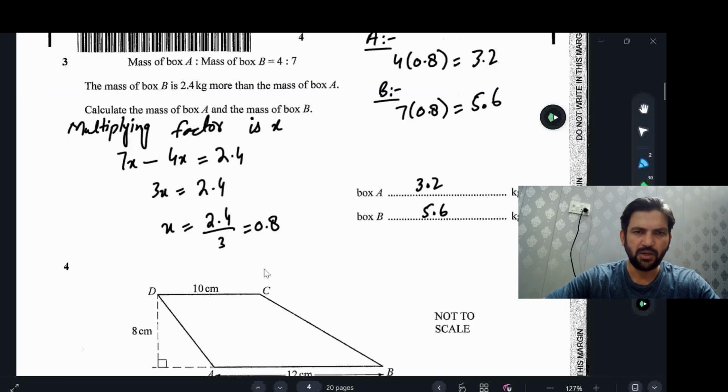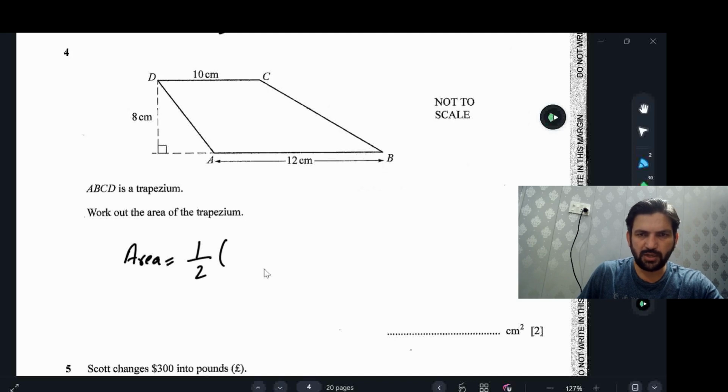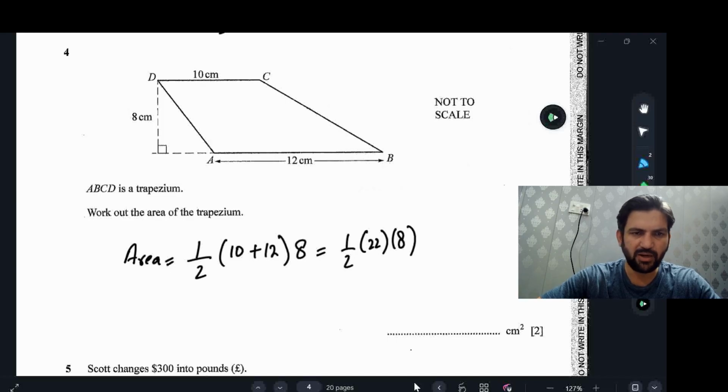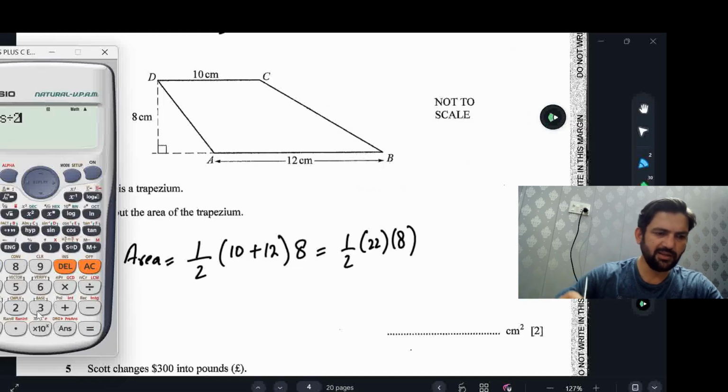Question number 4. A trapezium is given to us. Work out the area. Now we know that the area of the trapezium is always equal to half times the sum of the parallel sides, so 10 plus 12, into the height of the trapezium, that is 8. So if we simplify it, this will be 1 by 2 into 22 into 8, and if we simplify it on the calculator, we can get the final answer. 22 multiplied by 8 whole divided by 2. So the answer is 88 centimeter square.